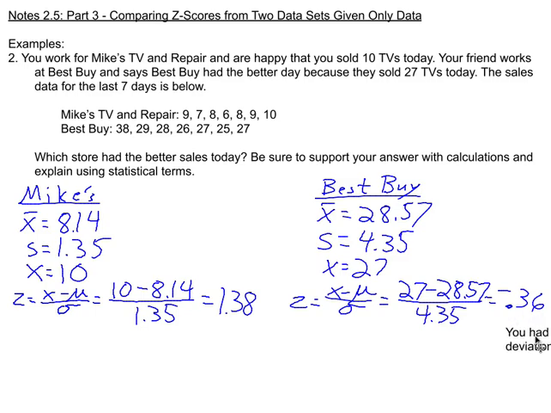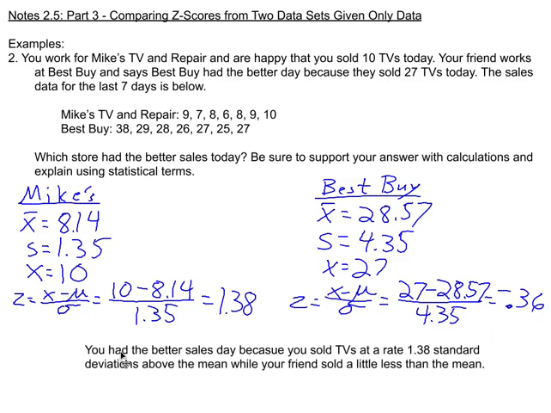So we could say that you had the better sales day at Mike's TV and Repair because you sold TVs at a rate of 1.38 standard deviations above the mean, while your friend at Best Buy sold a little less than the mean, so they sold fewer TVs than their average day.